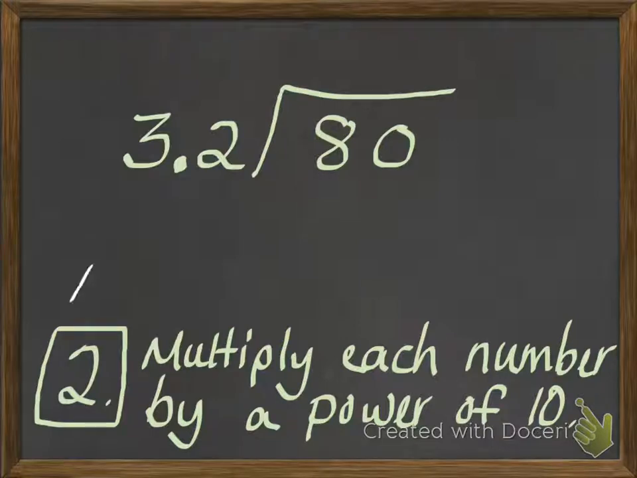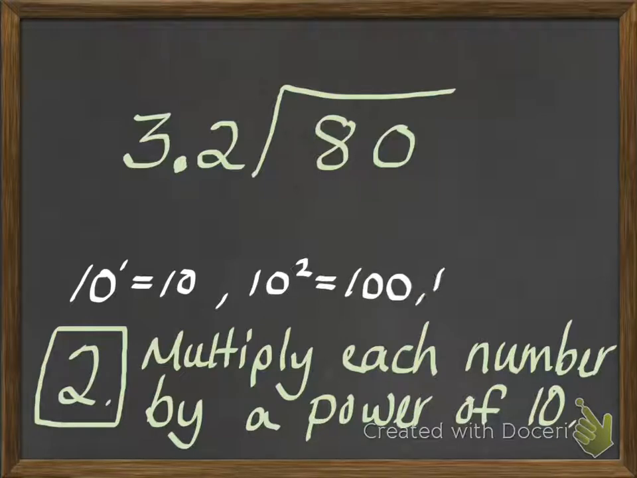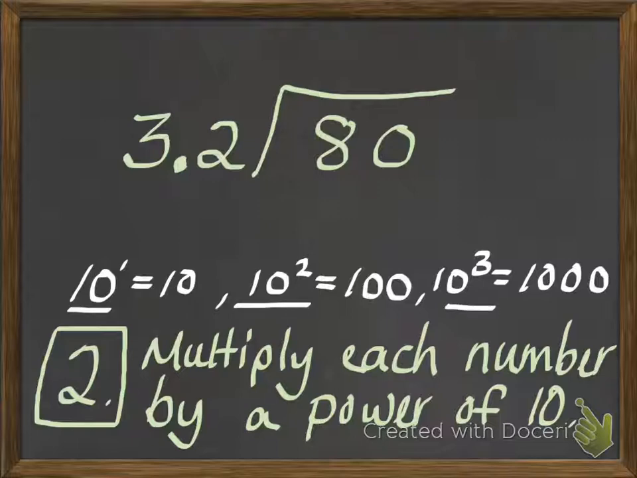Remember, the powers of 10 are 10 to the first power, which is 10, 10 to the second power, which is 10 times 10, or 100, and then 10 to the third power, which is 10 times 10 times 10, which is 1,000. I'm going to multiply both of these numbers by one of these, either 10 to the first power, 10 to the second power, or 10 to the third power. I'm going to decide based on where the decimal point is in the divisor and how many places over I want it to move.